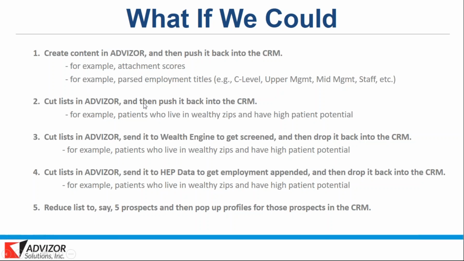Another one is you cut the list in Advisor and then push it back to the CRM. For example, patients who live in wealthy zips and have high patient potential. In our world, we can grab the patient data, we can flag it with public domain zip information as a proxy for wealth. We can create scoring potential based on their experience. So you cut 100,000 patients down to 10,000 who you then want in the CRM. What if that could just be a one-click push button versus an export to a CSV file and import? We're working on that, looking for feedback.